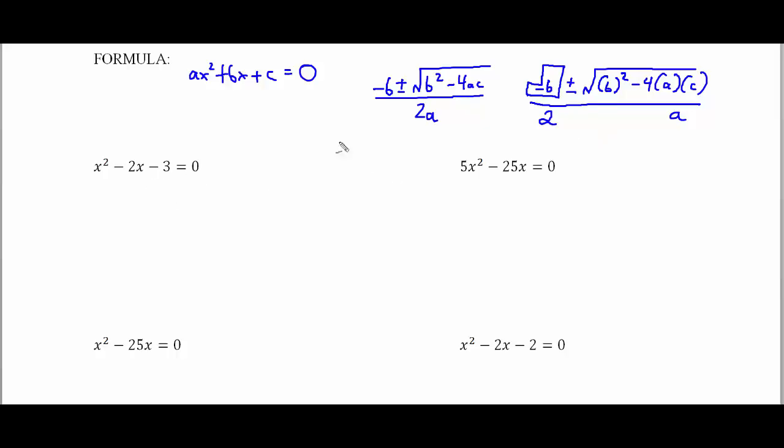Now, to basically use this formula, we would have to look at the a, the b, and the c of the problem. In this case, our a is going to be 1, because the number in front of x squared is a 1. The b is going to be a negative 2, and the c is going to be a negative 3. Now, on a side note, this first problem is factorable, which means that you can multiply two numbers to make a negative 3 and add to make a negative 2.